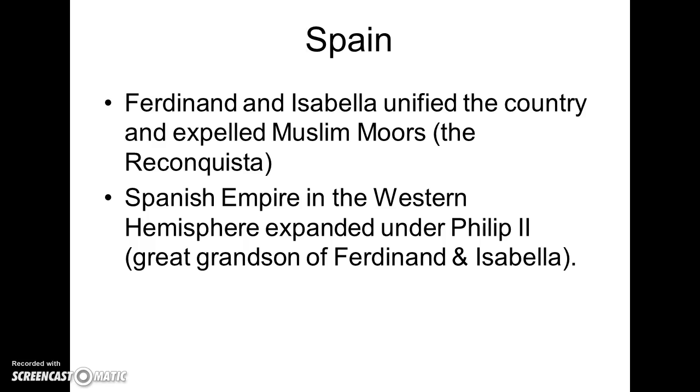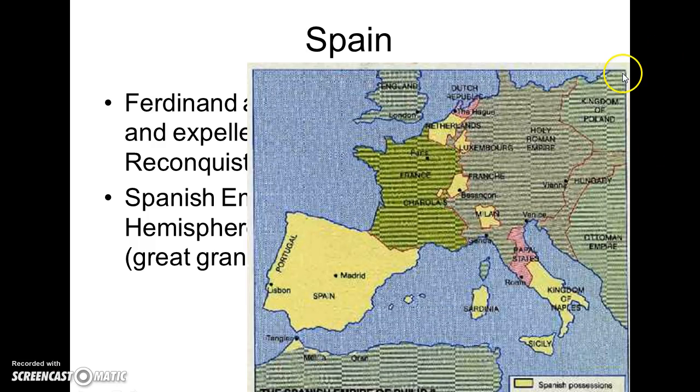So Philip II, whose great-grandparents were Ferdinand and Isabella, is going to spread the empire even further than before. So you can see on your map in your packet exactly how much land he is able to expand. All of the yellow things here are actually Spanish possessions, even though they are not in Spain, including Africa. So we have things that today are very, very different countries that were controlled by Spain.